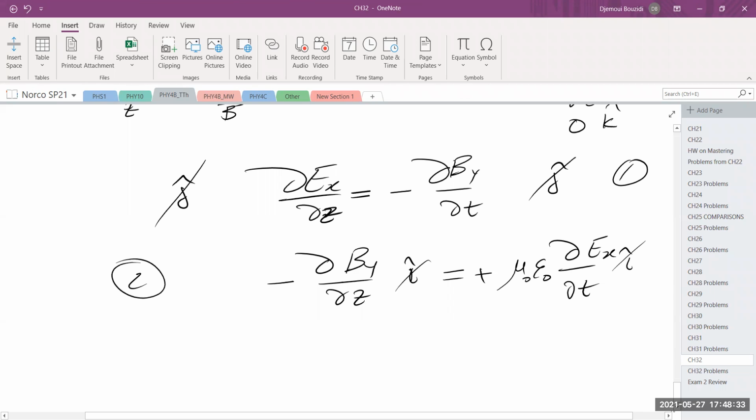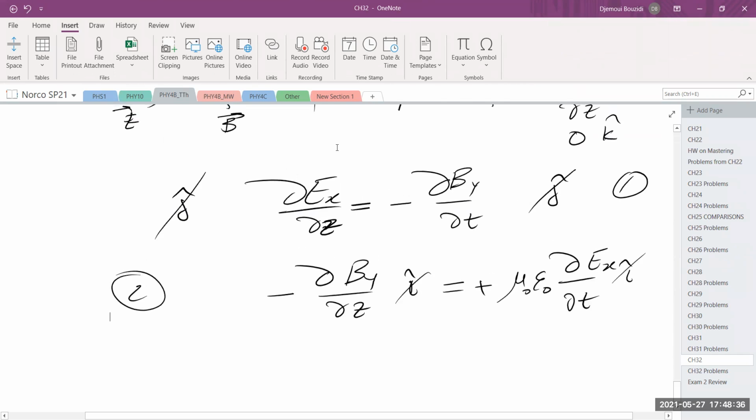Here is what we need to do now. We're going to take equation 1 and take its derivative with respect to z.